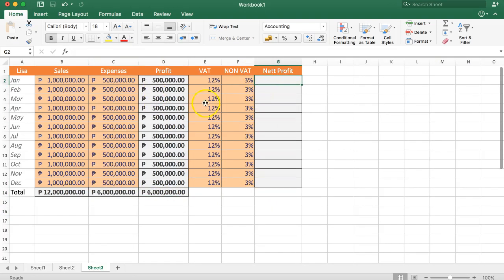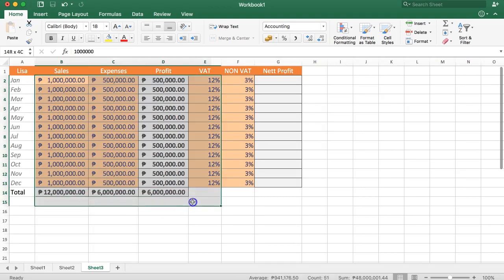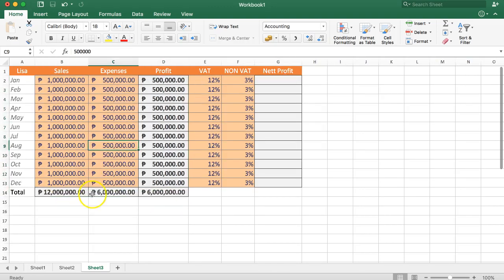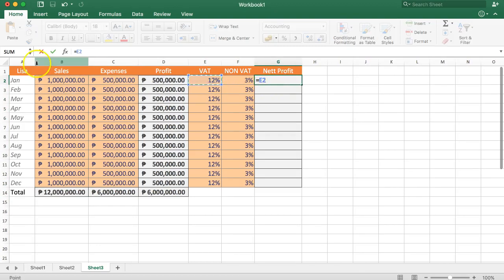So in the Philippines, if you are VAT, you are earning more than 2 million pesos a year. And if you are non-VAT, you are earning below 2 million pesos a year. In this case, our customer, Lisa, is earning above 2 million. There's a revenue of 12 million. So that means of the sales, there will be 12% and not 3%. So in this case, we're going to multiply this by our VAT amount.